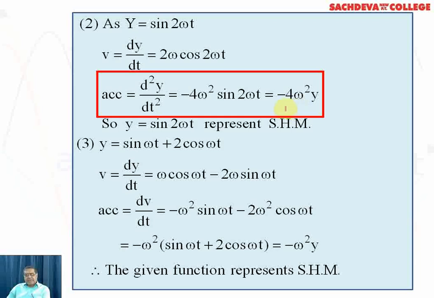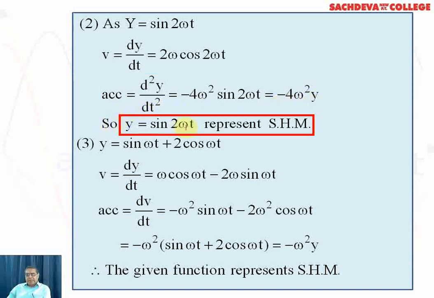And for acceleration, again we have taken the derivative of velocity, or the double derivative of displacement, and that is found to be minus 4 omega square sine 2 omega t. Wherever we write sine 2 omega t, it will be replaced by y, and our net function will become minus 4 omega square y. So y is equal to sine 2 omega t represents SHM, because the function comes in terms of omega square y. That is the differential equation of SHM.